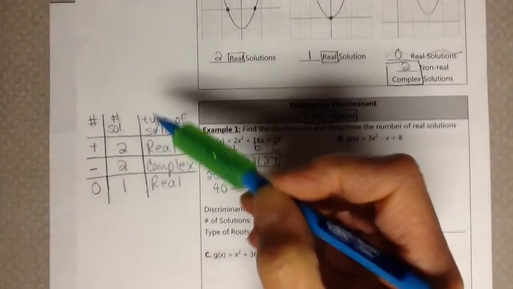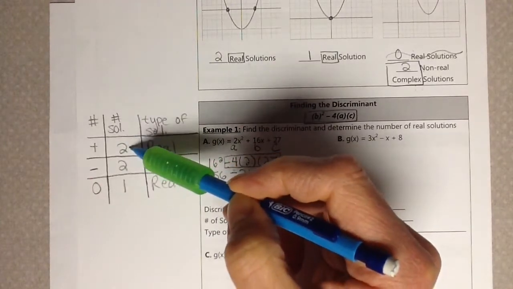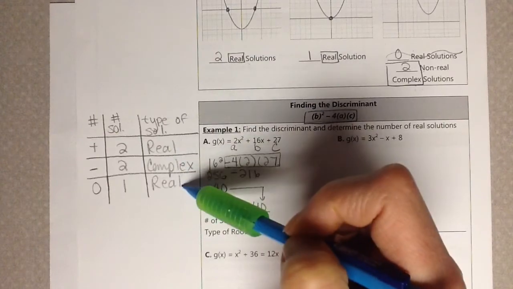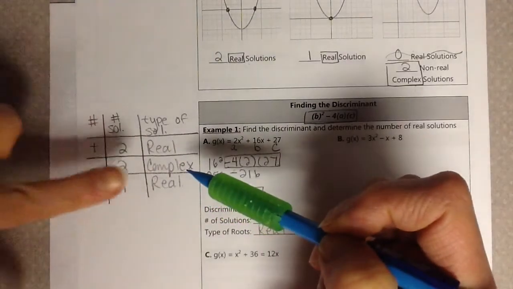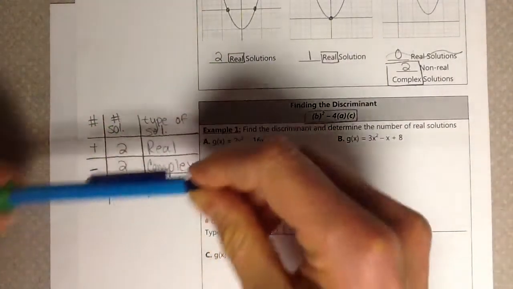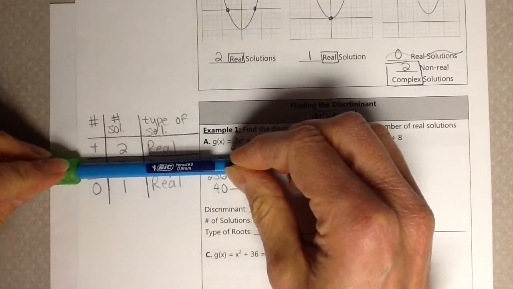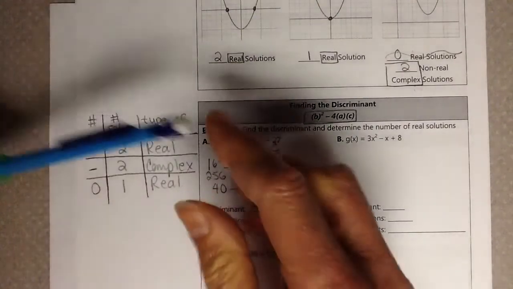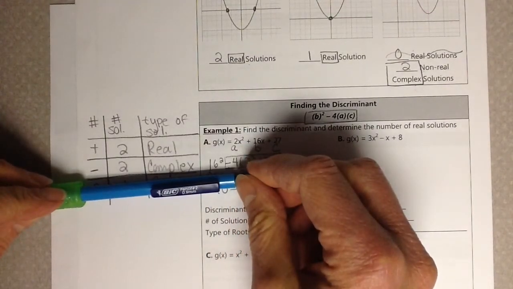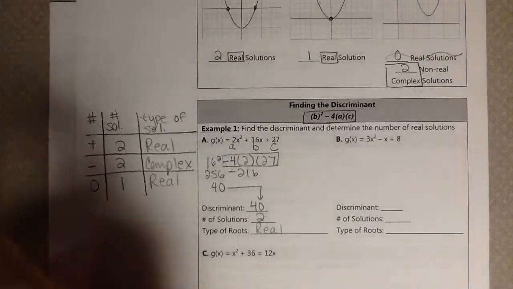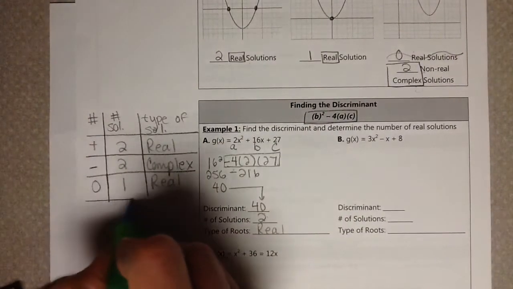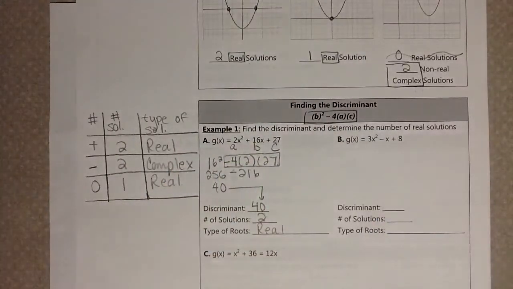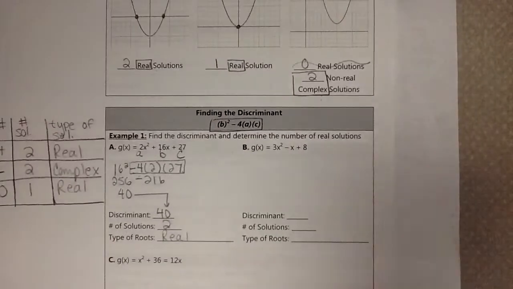So if you look at this table, the number of solutions is either going to be 2 or 1. The type of solutions is either going to be real or complex. So it's always going to be a real number unless my discriminant is negative. You're always going to have two solutions unless my number is 0. So you basically just have two choices once you find your discriminant for the number and the type of solutions. All right, let's do another one.